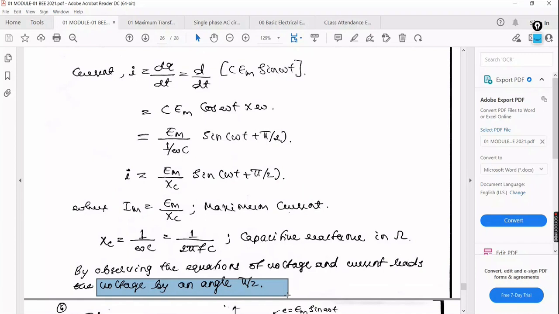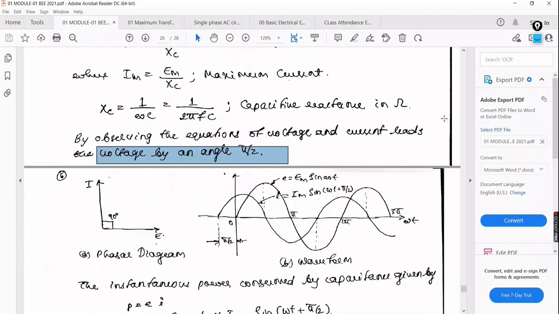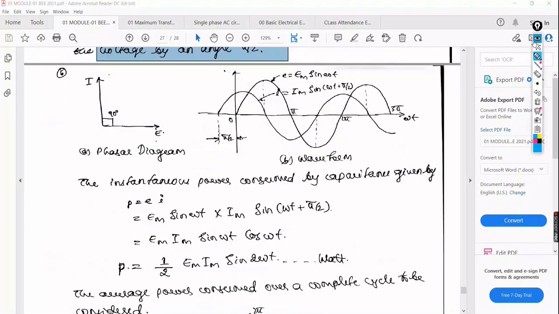Got my point? So what happens with respect to the phasor representation? The current is leading the voltage by an angle pi by 2. Here the voltage is 0 while the current has already achieved its maximum. It means the current will lead the voltage. That is the phasor representation.